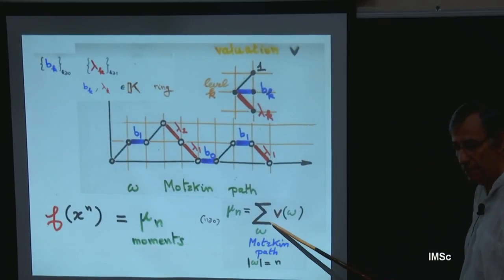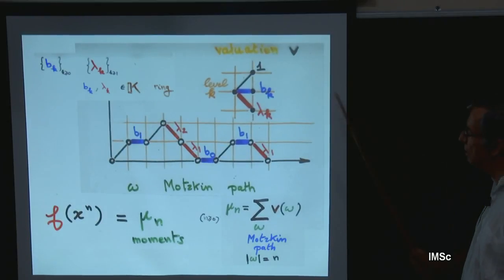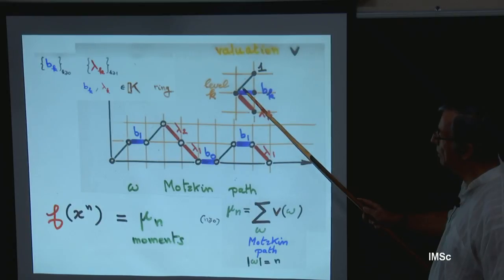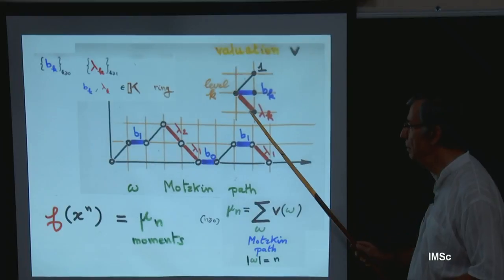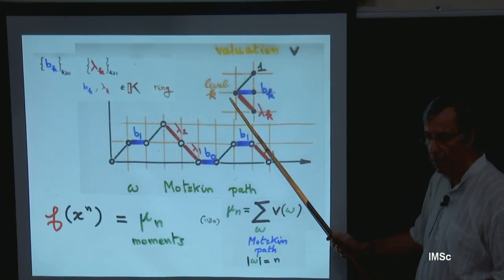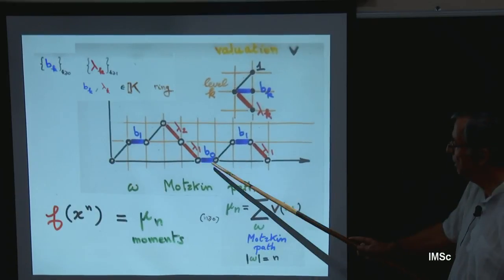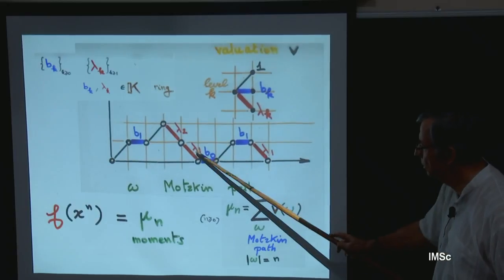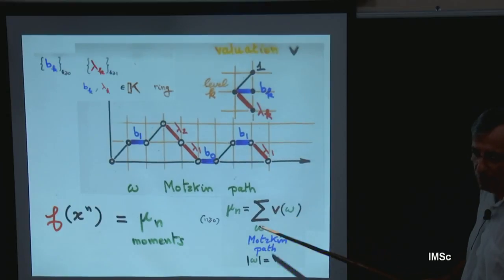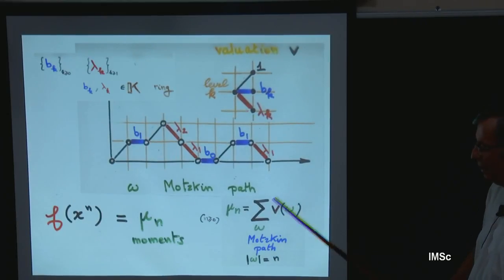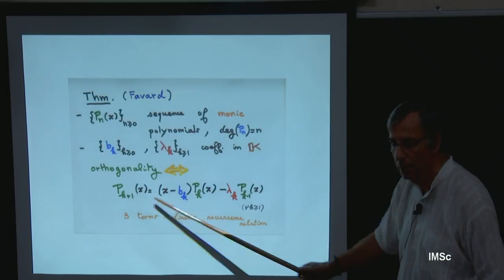And the moment is going to be the sum of the weights of all the Motzkin paths of length n. With this weight, I just remind you, the weight of a Motzkin path is 1 when I go up, b_k when I am at level k, and lambda_k when I go down, starting at level k. And then the weight of the path is the product of all these weights. So here I have b_0, b_1 squared, lambda_1 squared, lambda_2. And I claim that the sum of the weights of all the Motzkin paths of length n gives me exactly the moment of this polynomial sequence, which satisfies this three-term recurrence relation.